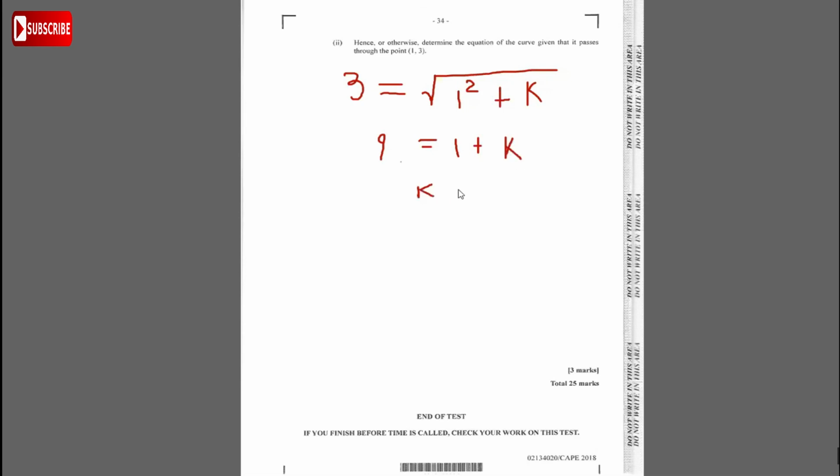And if k is equal to 8, then that just tells you that y is equal to the square root of x squared plus 8. This is the final answer. y is the square root of x squared plus 8.